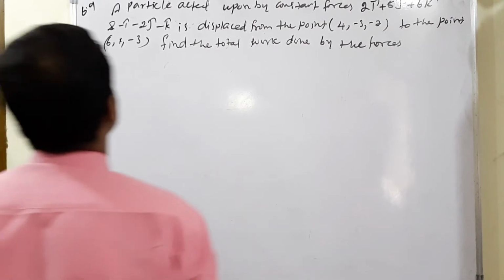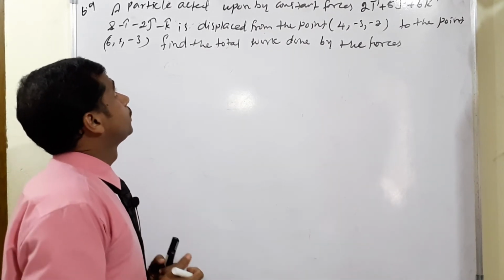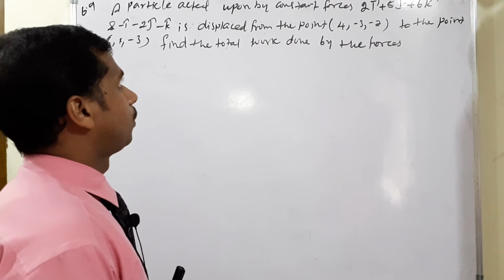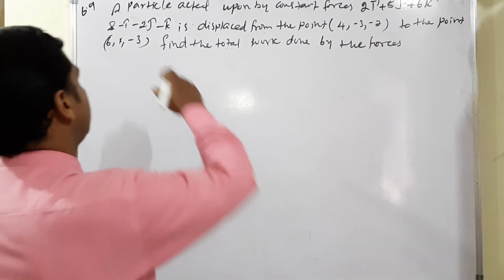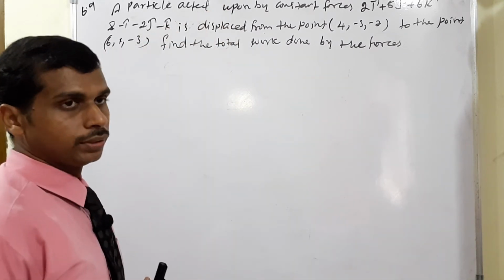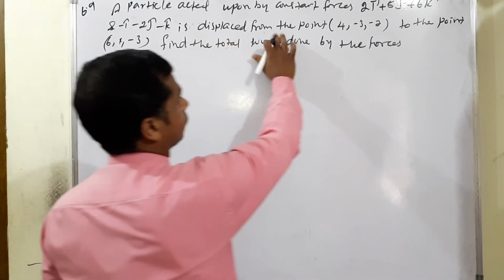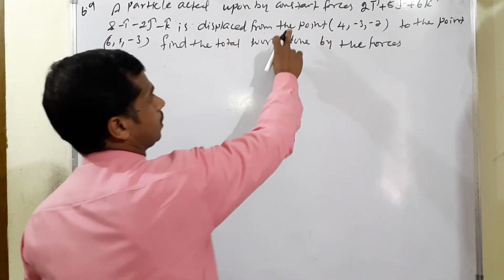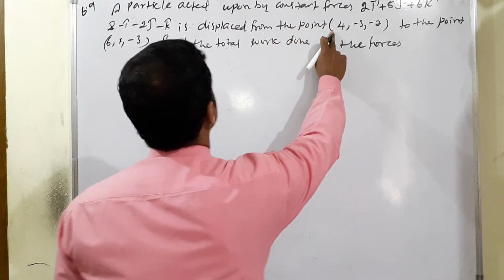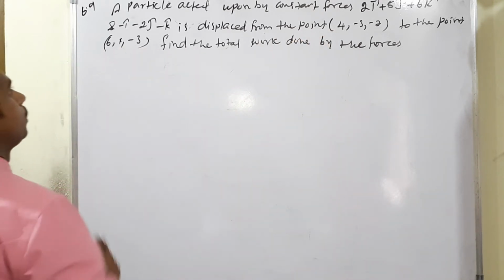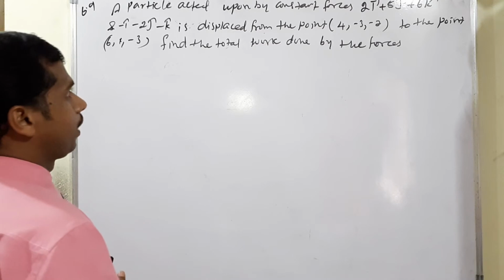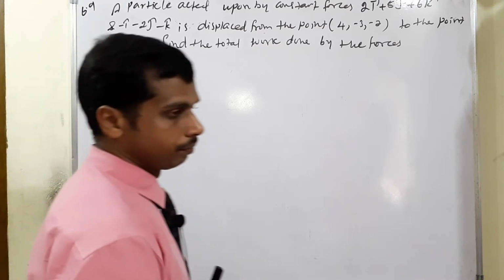Moving to example 6.9. A particle acted upon by constant forces. Given the two constant forces, just add them, we will get one force. It is displaced from the starting point to the end point, given as 6 comma 1 comma minus 3. Find the total work done.